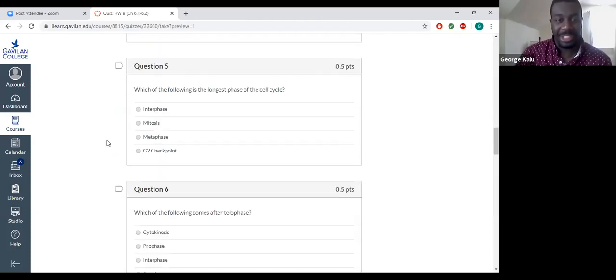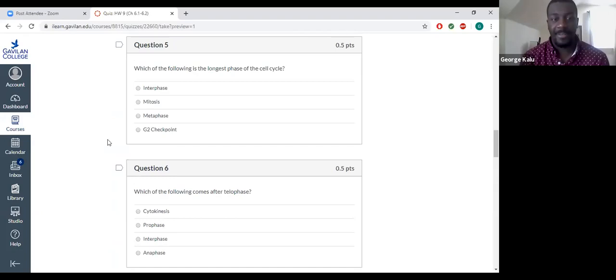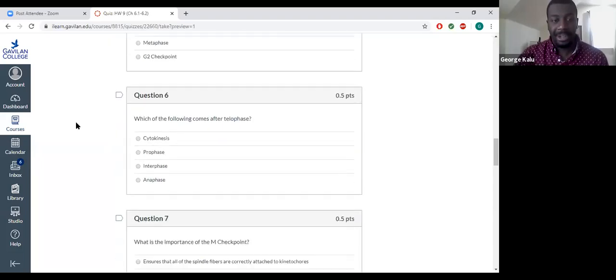Okay, question 5. Which of the following is the longest phase of the cell cycle? Interphase, mitosis, metaphase, or the G2 checkpoint. Interphase, yes, everyone's getting this one. Perfect. So interphase is the longest phase of the cell cycle. Cells spend the majority of their time in interphase. If you remember going back to lab last week when you were looking at those cells under the microscope, the majority of the cells you should have seen were in interphase, because that's where cells spend the majority of their time. Beautiful.